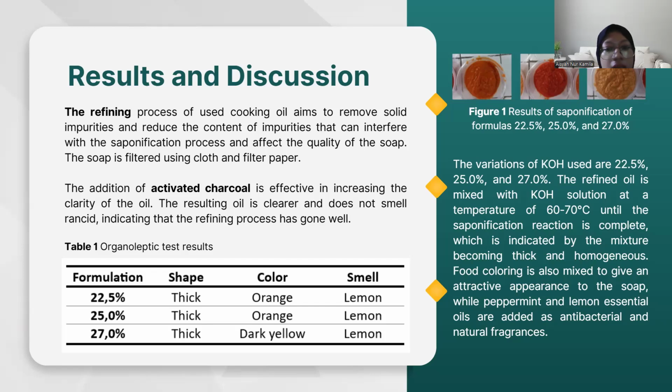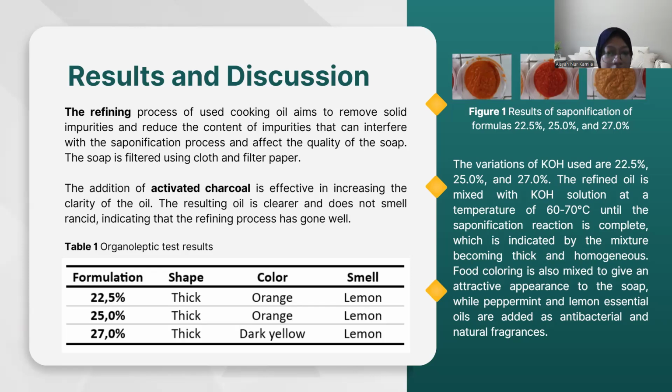After that, the oil is filtered again to separate the activated charcoal from the purified oil. The addition of activated charcoal shows effective results in improving oil clarity. The refined oil has a lighter color and does not smell rancid, indicating that the purification process has gone well.